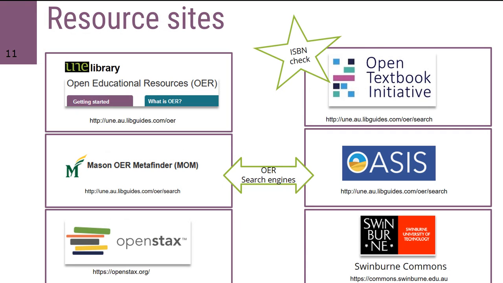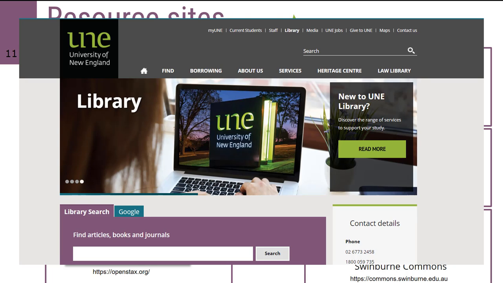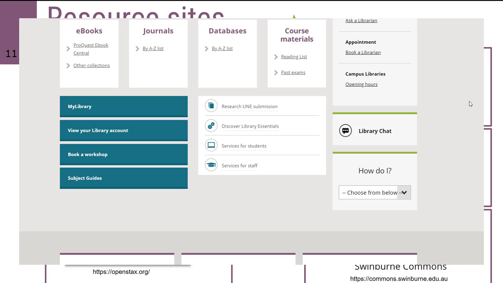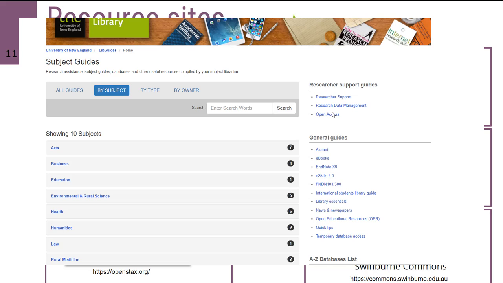So where do we find some of these OER? This is where the University Library can help you. We have a couple of guides which will help you get started in looking for quality OER. One is known as the Open Educational Resource Library Guide and the other one is the Open Access Library Guide. Both are available through the guides link on the library homepage.